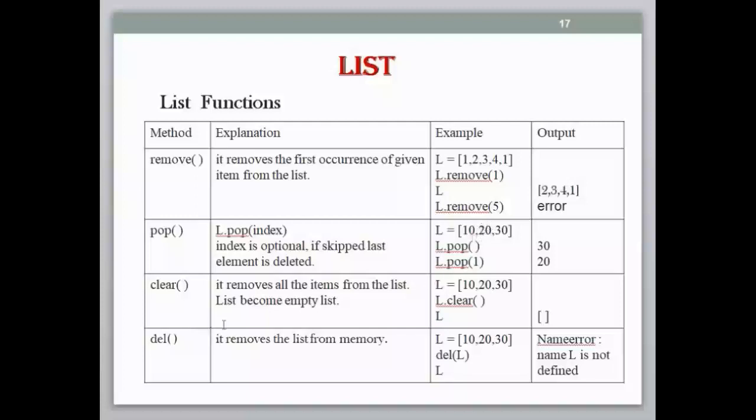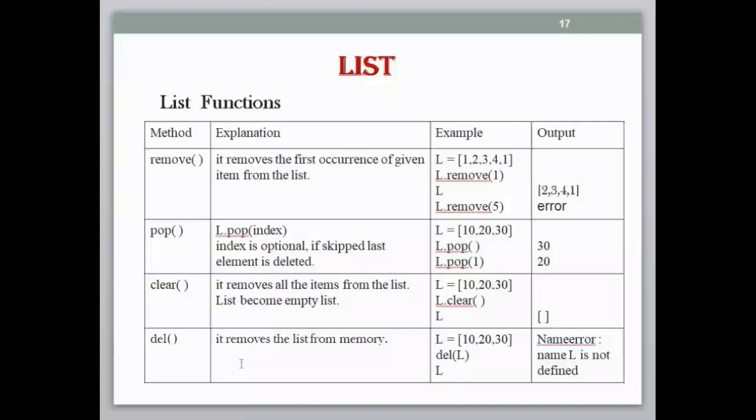Now we have clear function. It removes all the items from the list. List becomes empty list. If you want to remove all the elements, you can use the clear function. Here see, L is 10, 20, 30. L dot clear, gone. But the list will be physically present in the memory.